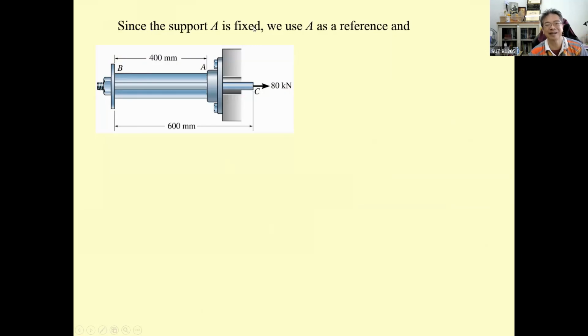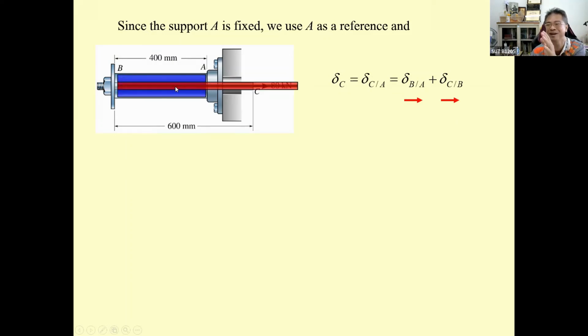Since the support A is fixed and A is used as the reference, they are going to move in the same direction, even though the first one, BC, is in tension and the AB is in compression. Okay, they are going to move in the same direction. So we got to put the plus into this.